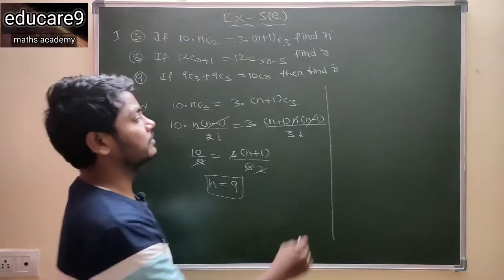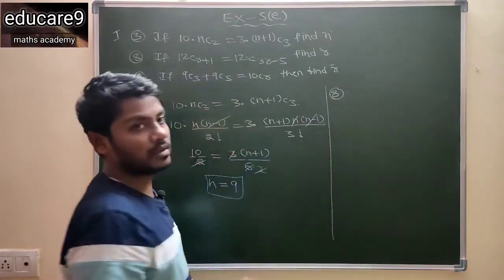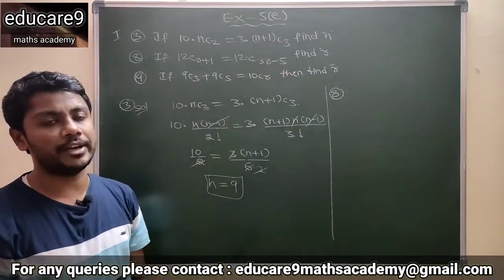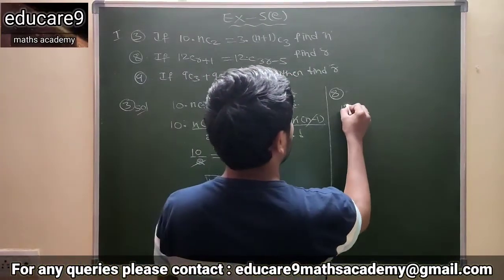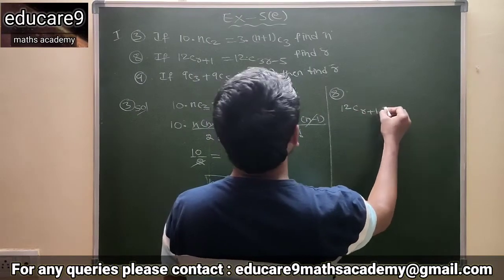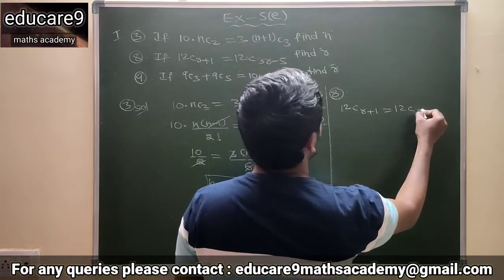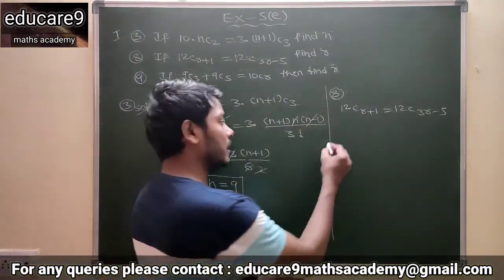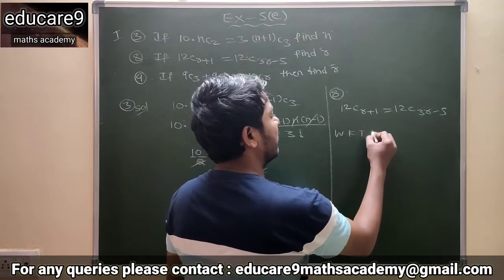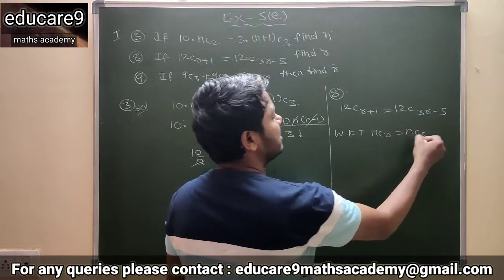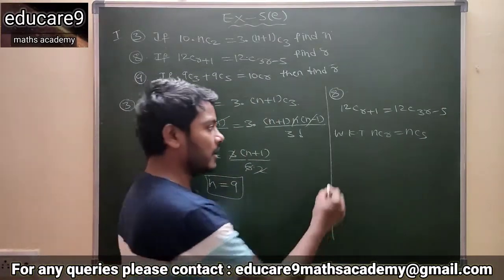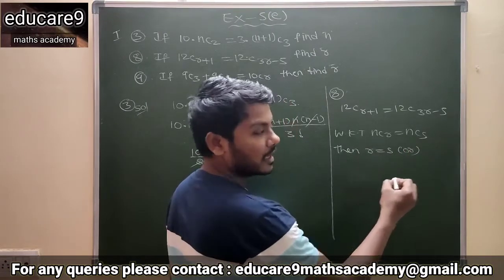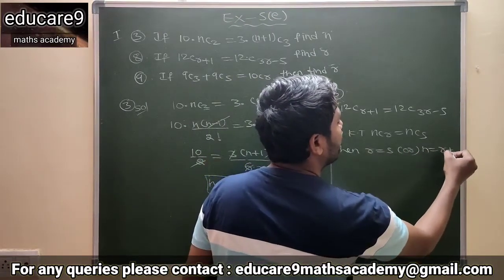And see the 8th question. You are given 12C(r+1) is equal to 12C(3r-5). Then find r. So, given 12C(r+1) is equal to 12C(3r-5). Okay. So, you know that if nCr is equal to nCs, then r is equal to s, or n is equal to r plus s.